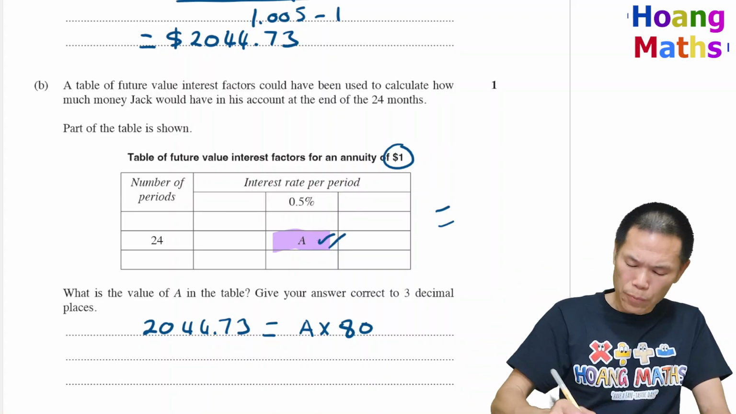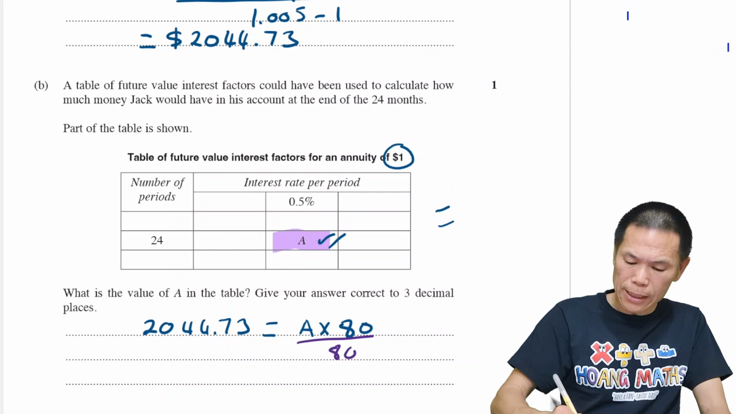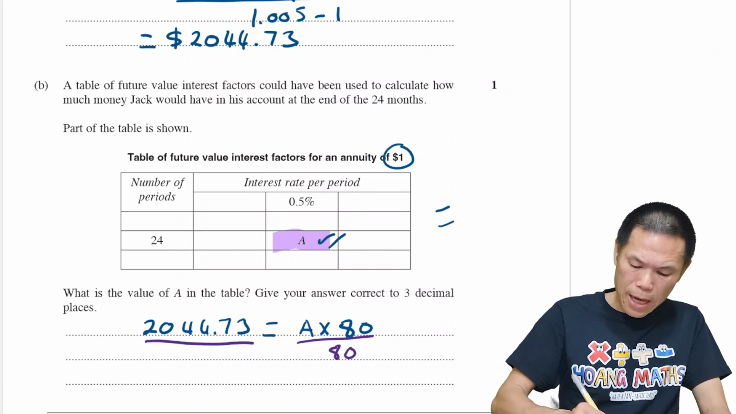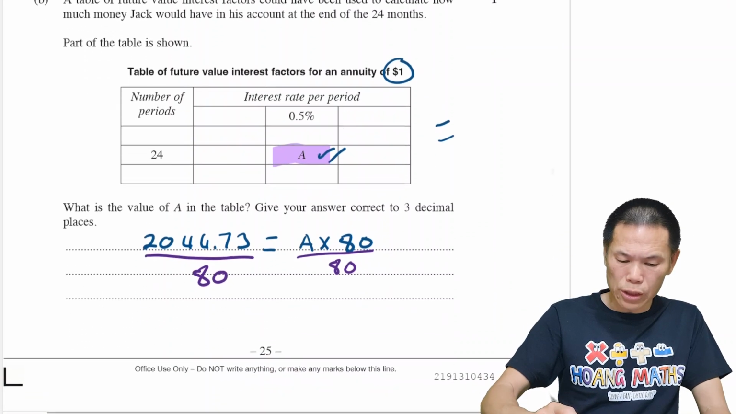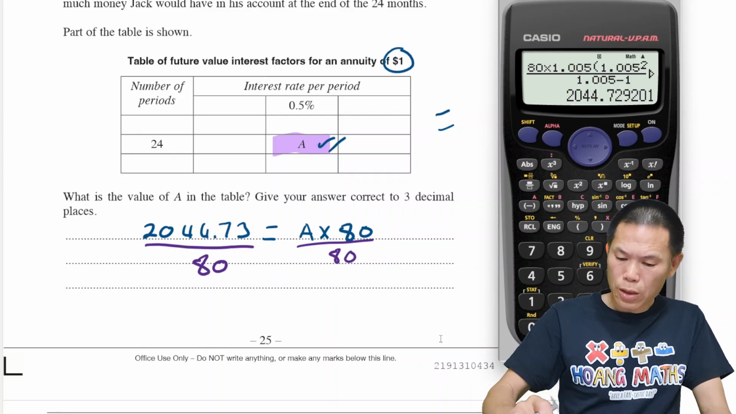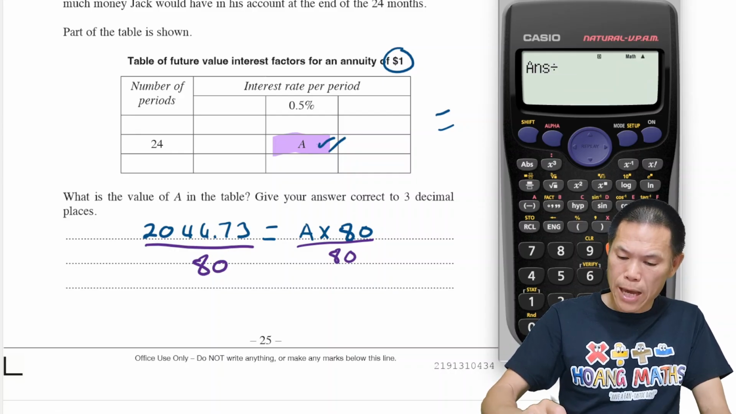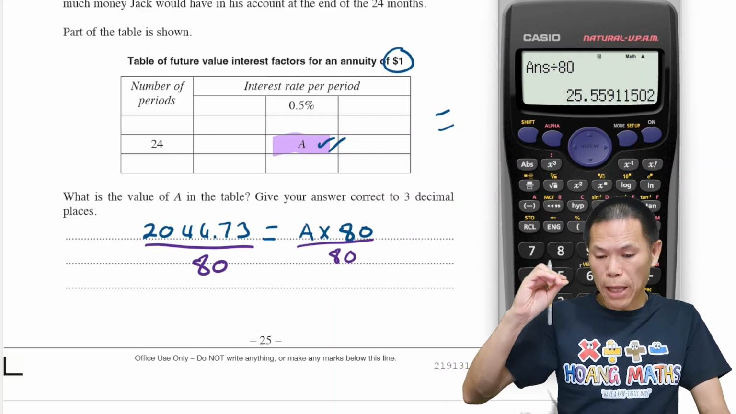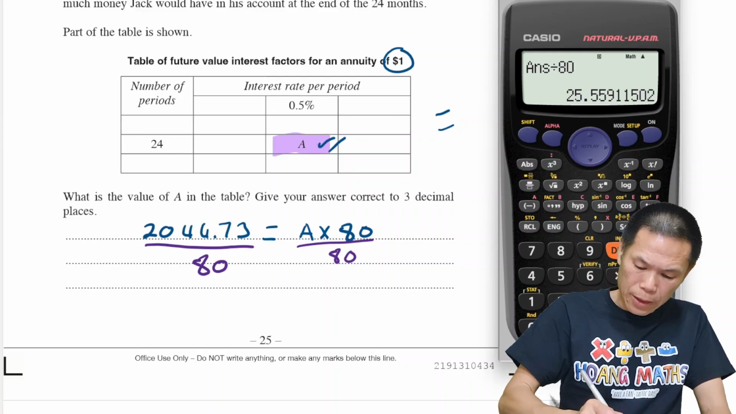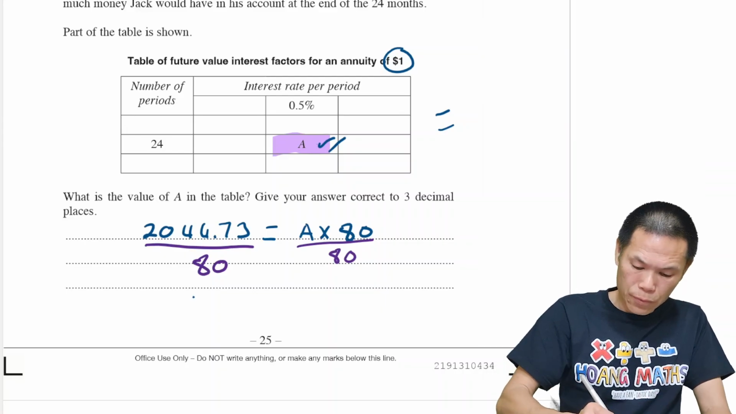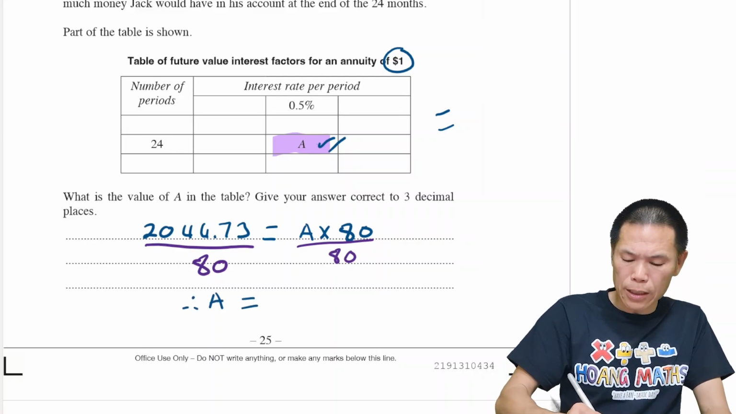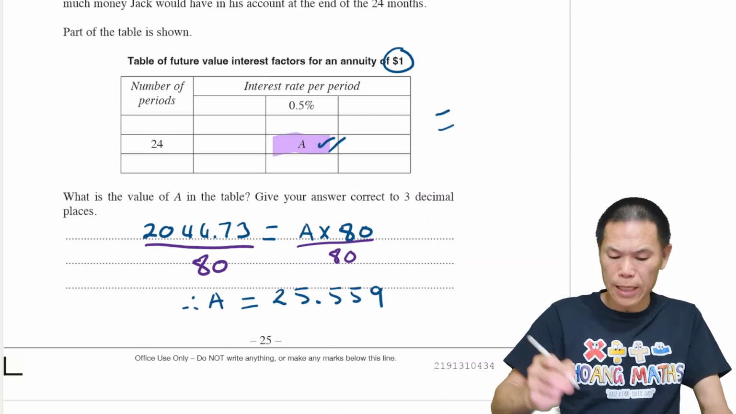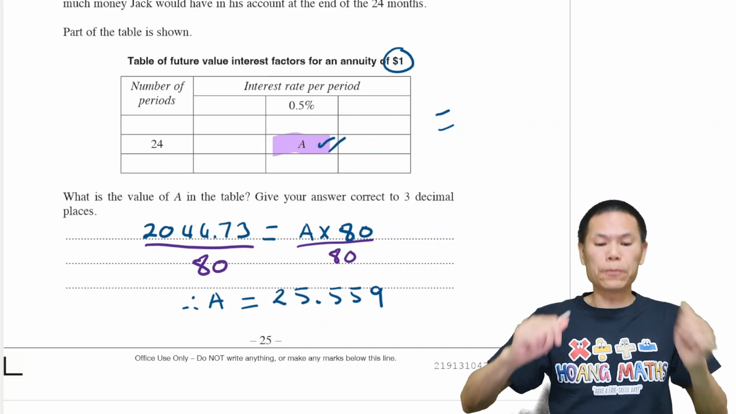So now what I do, I just divide this by 80 and I divide this by 80. So that should give me, I just go answer divided by 80. That would do. So there you go, correct to 3 decimal places, 25.559. So therefore, A is 25.559. There you go.